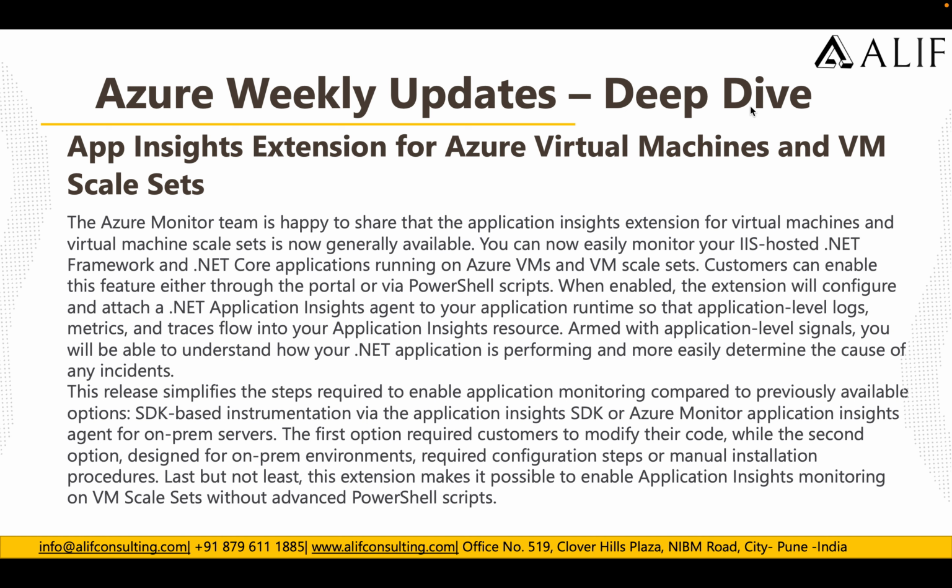Customers can enable this feature through the portal or through PowerShell scripts. When you enable it, the extension will be configured and will attach an Application Insights agent to your application runtime, so that application-level logs, metrics, and traces flow into your Application Insights resources. Armed with application-level signals, you will be able to understand how your .NET application is performing and more easily determine the cause of any incident, right?